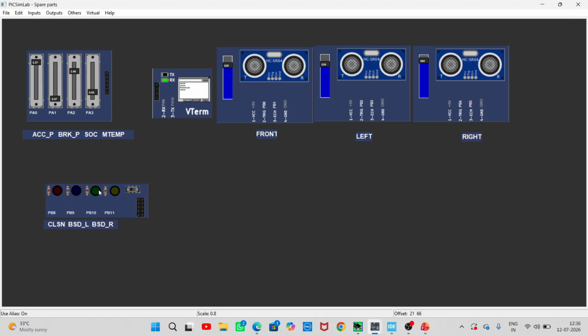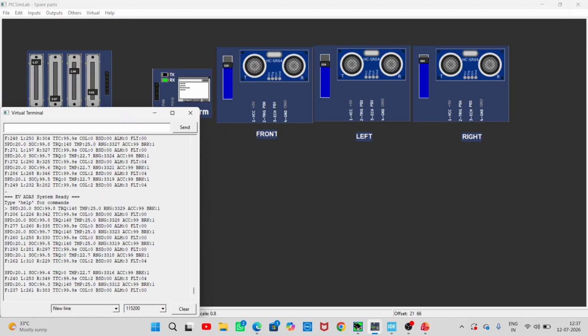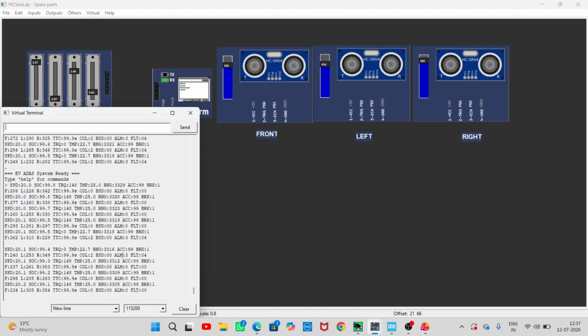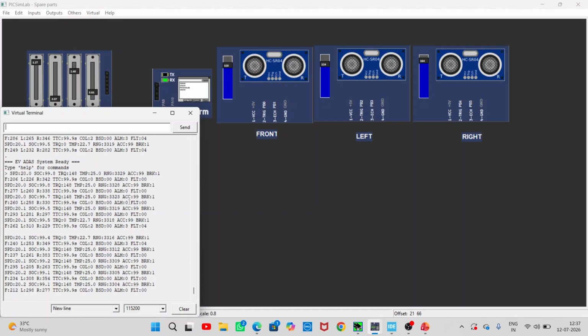I have the IO virtual terminal. Here I see the values. What are the values here? Speed is 20.1, SOC is 99.4, torque 0, temperature 22.7, range is 3316, acceleration 99, brake 1, fault is 240. Then other data are mentioned here.